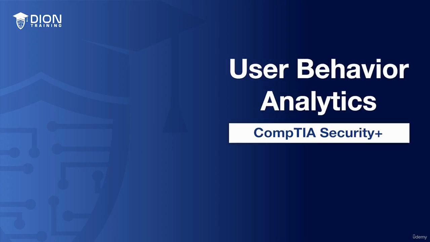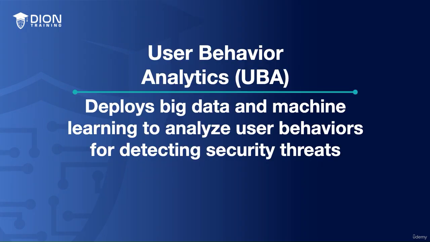In this lesson, we will cover user behavior analytics. User behavior analytics, or UBA, is an advanced cybersecurity strategy that leverages the power of big data and machine learning to analyze user behaviors and detect anomalies that may indicate potential security threats. As cybersecurity threats evolve, organizations are moving beyond traditional signature-based detection methods and instead are turning to user behavior analytics to create a more proactive defense posture.